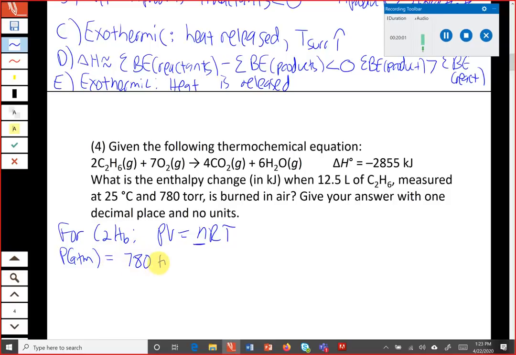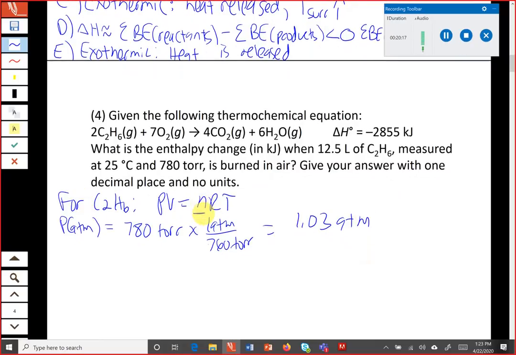Same conversion we did in the first problem: 780 torr, and 1 atmosphere is equivalent to 760 torr. So we get about 1.03 atmospheres, not too different than 1 atmosphere. Then to find the moles of C2H6, we rearrange the ideal gas equation and plug in all the numbers.